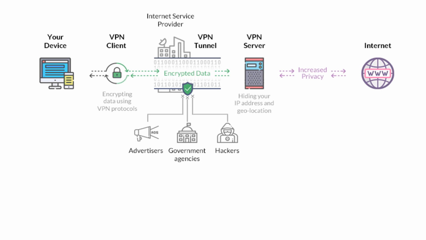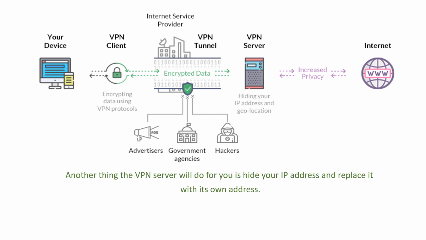Seeing this diagram, we can understand where the VPN client and the server are. The VPN client is the software in your device. When you initiate that, the data is encrypted and passed in the VPN channel, and the VPN server hides your IP address and your geolocation, thereby providing increased privacy. Then your request is passed to the particular web server that has your website, and this in turn is passed to your device.